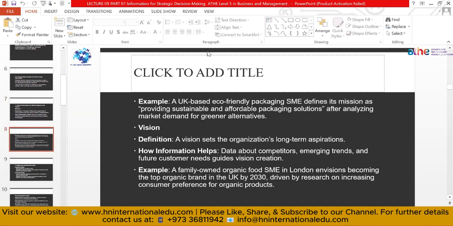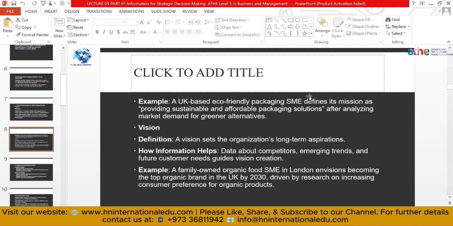For example, a UK-based eco-friendly packaging SME defines its mission as providing sustainable and affordable packaging solutions. Now, this is a word; in the other language, we call it a slogan, from where the organization is known. This comes after analyzing market demand for the greener alternatives, that is, the ones which are more into the sustainable field. However, the vision sets the organization's long-term aspirations, that is, what it would be based on.